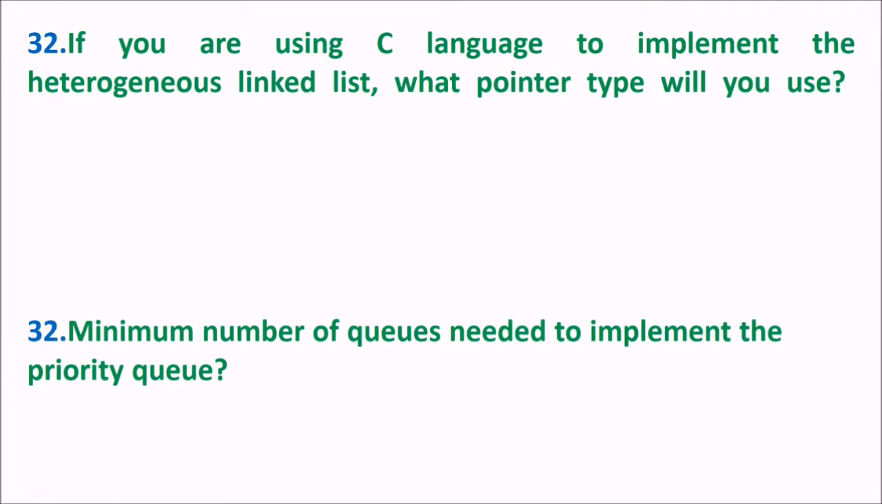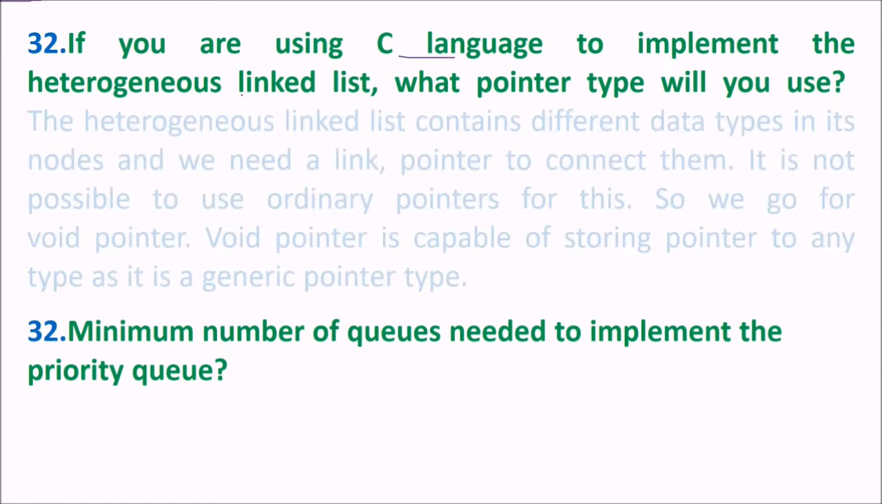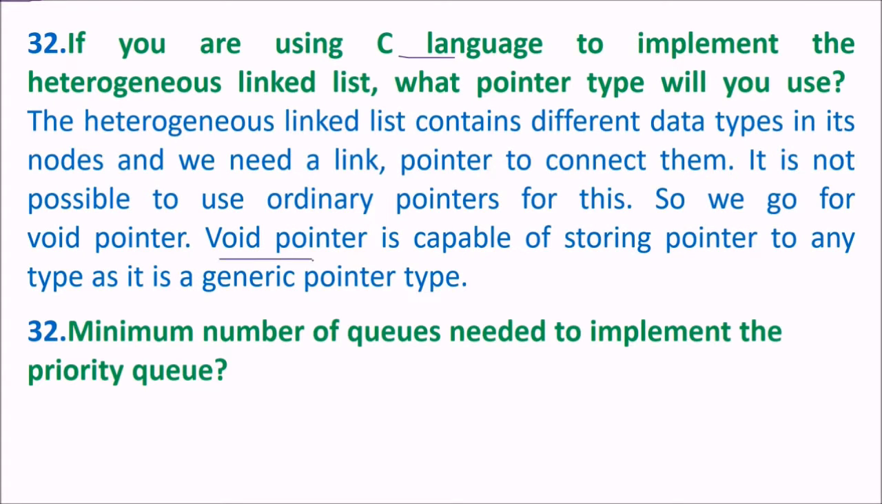Question 32: if you are using C language to implement the heterogeneous linked list, what I've given the example also, what pointer type will you use? Of course, when you have heterogeneous, it means the data items will be of different types. Say one will be character, one will be integer, maybe another double. For that we use the void pointer, because a void pointer is capable of storing a pointer to any type as it is a generic pointer.